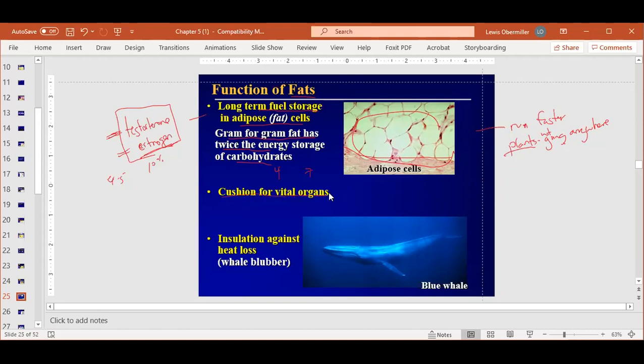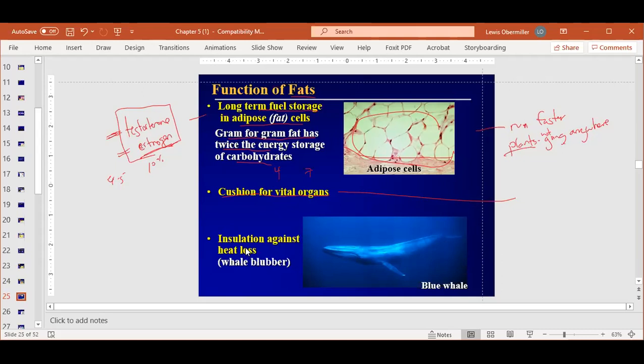Fats are important to cushion vital organs. You guys ever watch like MMA fights and stuff like that? Your kidneys have a big layer of fat around them. If they didn't, those guys punching each other in the kidneys would be peeing blood for a month. So you need some fat to cushion your organs. Remember, your body cavity is hollow.